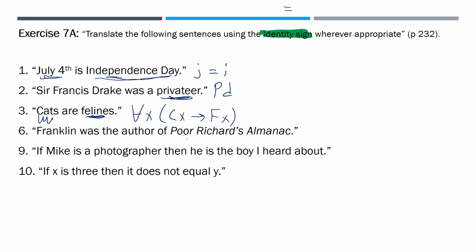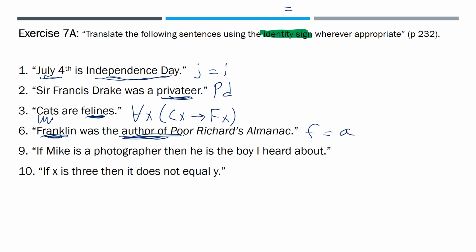Number 6, Franklin was the author of Poor Richard's Almanac. We have the individual person Franklin, and we have this author of. Those are two different ways to reference the same person, so we have an identity here. We'll say lowercase f equals lowercase a.